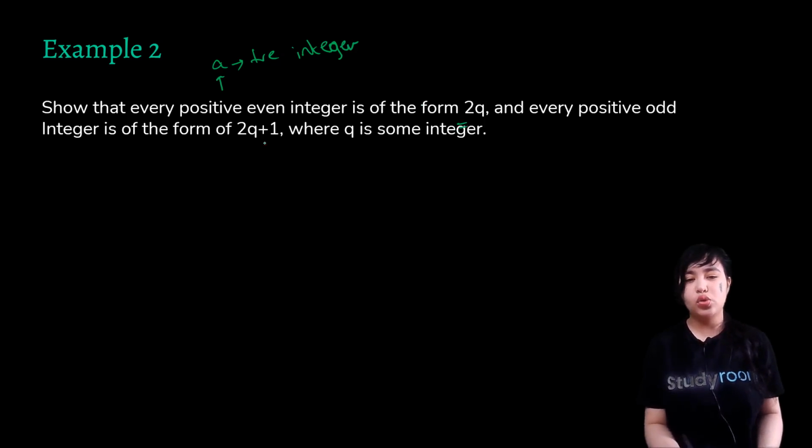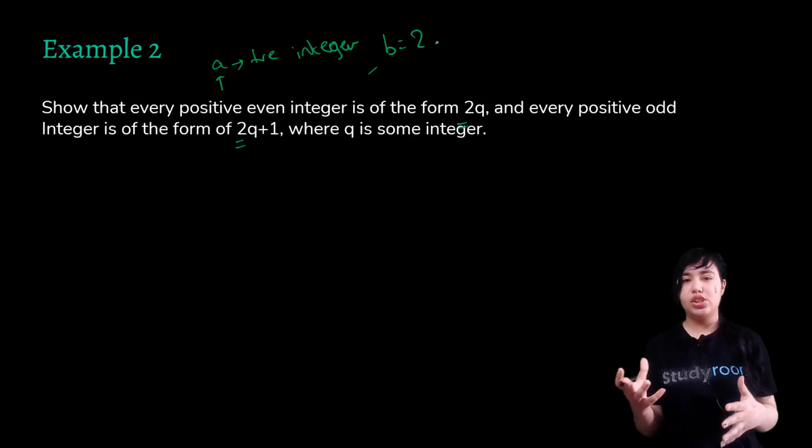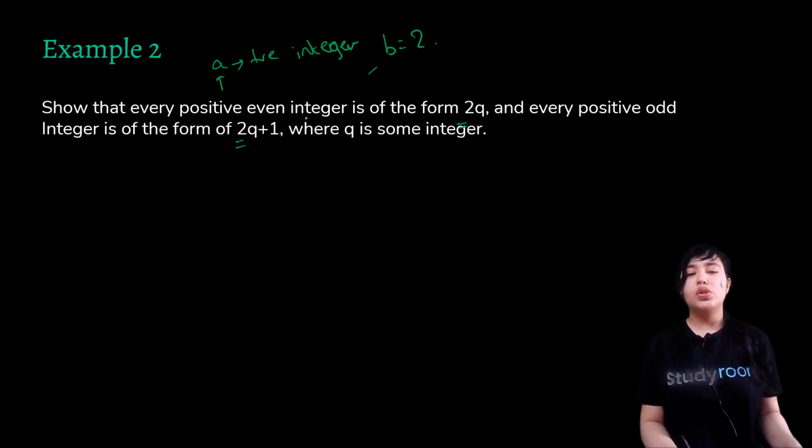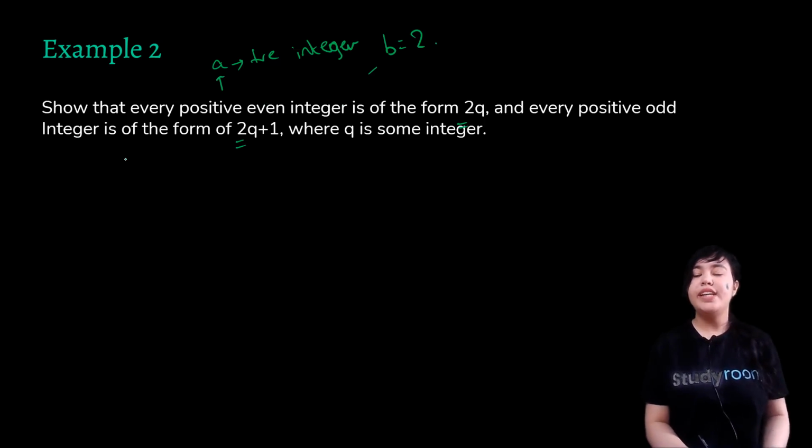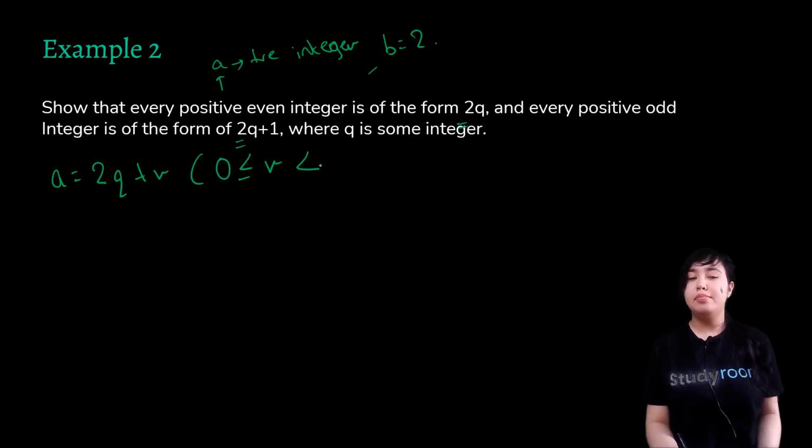And since I want this 2 over here, I'll take b equal to 2. I have to take two positive integers a and b, and then we'll get two unique integers q and r by Euclid's division lemma. So we can apply Euclid's division lemma to them. Applying Euclid's division lemma to a and b, we get a is equal to 2q plus r, where q and r are some unique integers such that r is greater than or equal to 0 but less than b, which in this case is 2.